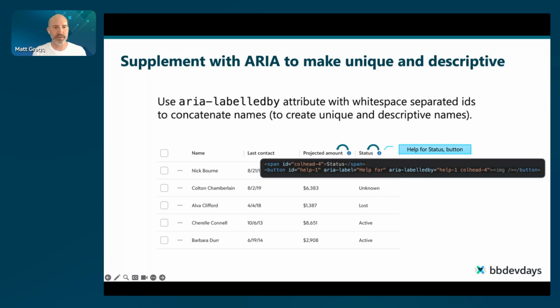In this example, you can see there are a couple of help buttons on the screen. In the code, the button itself has both ARIA label and ARIA labeledby. If you look at the ARIA labeledby, it has two IDs, help 1 and call head 4. Help 1 is help, and call head 4 is status. You can see it at the top there. So the name is actually going to be created by putting those two together: help status button. Similarly, the projected amount button, which is next to it, could be built the same way. So someone who is using assistive technology is going to have really descriptive and unique names for those, not just hear help or help button and not know what it's for.